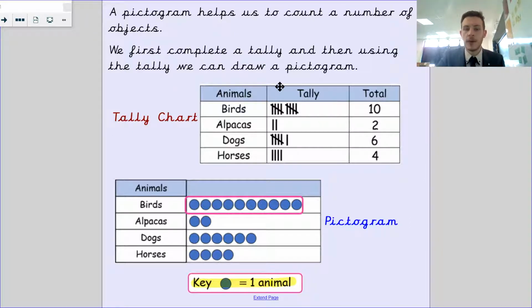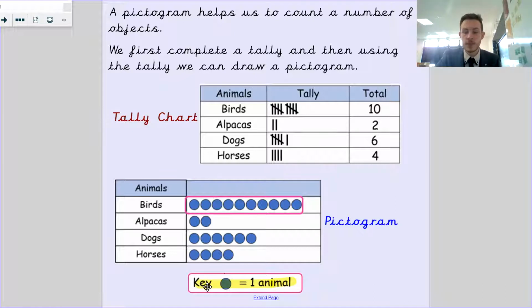And we say, oh, there's been 1, 2, 3, 4, 5, 6, 7, 8, 9, 10 birds that have gone past the window. There's 2 alpacas that have gone past the window. There's 6 dogs that have gone past the window, and there are 4 horses that have gone past the window. Now, in order for me to draw this with a pictogram, what we do is we first choose the picture. The first picture that I've chosen here is the ball. It's just a blue spot, and that is showing me down here what that blue spot means.